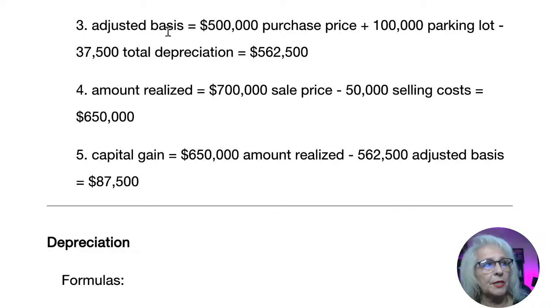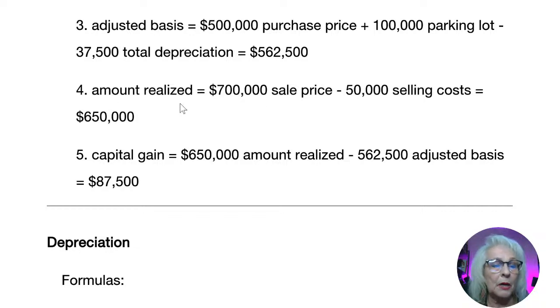The adjusted basis equals the $500,000 purchase price plus the $100,000 parking lot minus the depreciation of the 3 years. So that equals $562,500. So you don't take the land into account when dealing with the adjusted basis. The basis was the original price plus the parking lot, and then the 3 years of depreciation is subtracted. So they came out with $562,500 as the new basis.